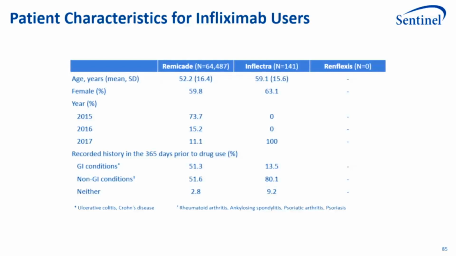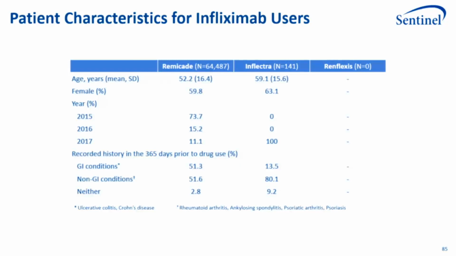But then getting at what FDA was really interested in, which was what's in the history of these users' claims data in terms of their conditions. For the gastrointestinal conditions that these products are approved for, which are ulcerative colitis and Crohn's disease, about half of the reference product users had a history of one of those conditions compared to less than 14% in the biosimilars. Again, paying attention to the small numbers. So this is early exploratory work.